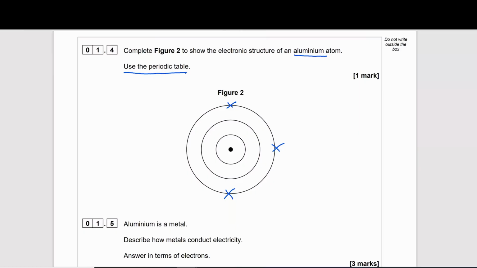But we need to use our rules for how many electrons in each shell. So maximum number of electrons in the first shell is 2. Then it should be 8. And then in our next shell, 8, and so forth. So we need to put 2 in the first shell. So right now we've got a total of 2. So we need to get to 13. So that means we need to put another 8 in the second shell.